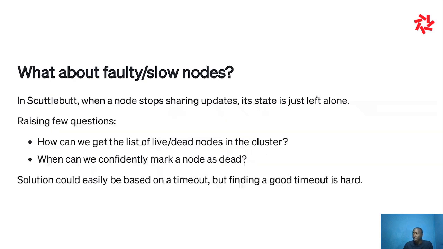In Scuttlebutt, when a node stops sharing updates, its state is just left alone. So this raises a few questions. How can we get the list of live and dead nodes in the cluster? When can we confidently mark a node as dead? The solution could easily be deciding on a timeout: when that timeout is reached and a node has not reported a heartbeat, we mark that node as down. But this is almost like guessing, and it usually gets you a lot of false positives. So we need to be smarter than that.